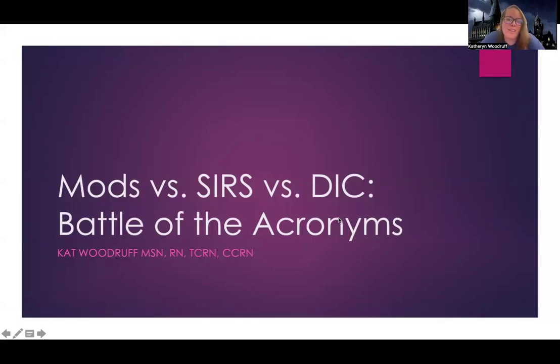Hey guys, Woodruff here. I was asked recently, in a comment, to talk about the difference between maybe MODS versus DIC. But a lot of times people get SIRS, and I guess I should have MODS in all caps here, but it's all good. I'll go back and fix it later.